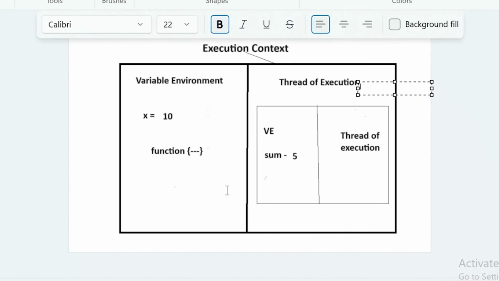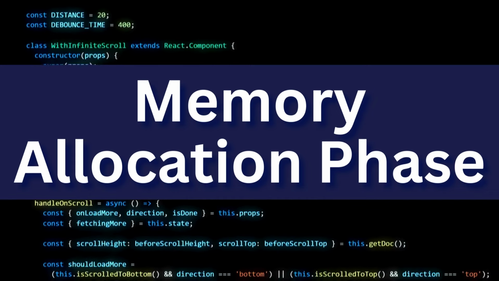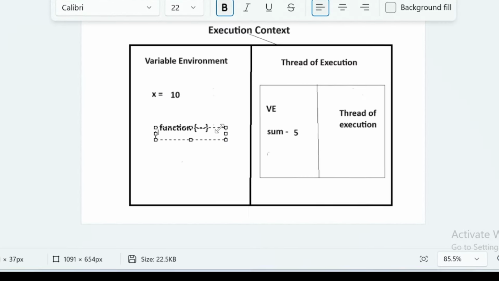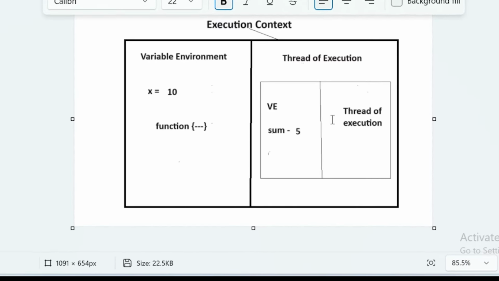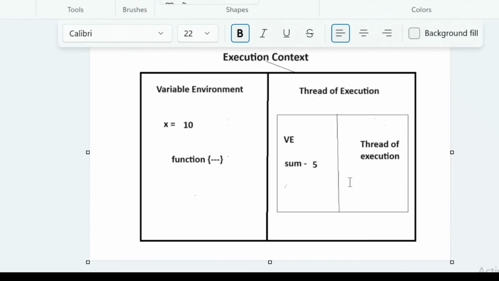So initially for all the variables, undefined is going to be assigned, and that is what we call the memory allocation phase. And if we have any functions, the complete functions are going to be stored like this. Then it will start execution, which is the thread of execution, and this is where the value assignments and everything is going to happen. And this is how the execution happens behind the scenes.